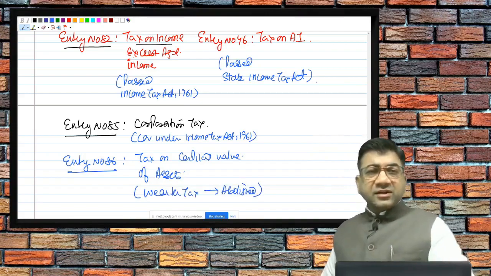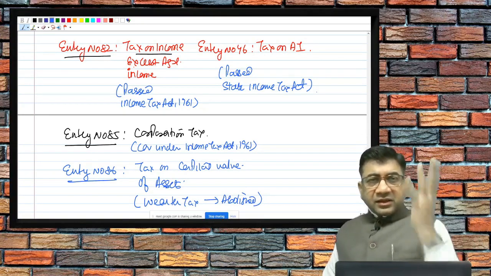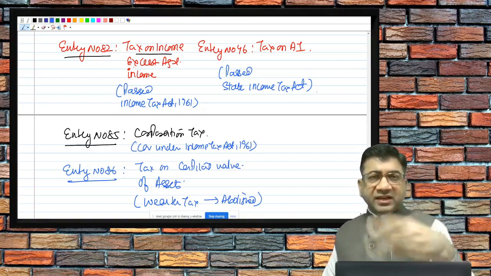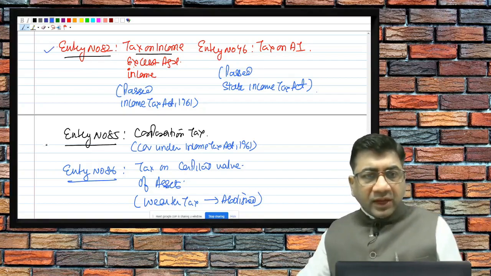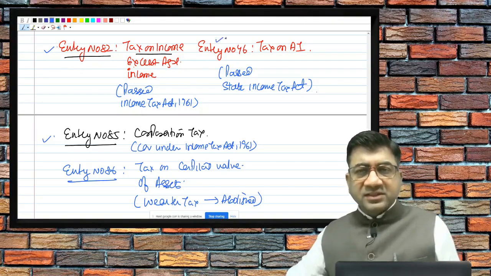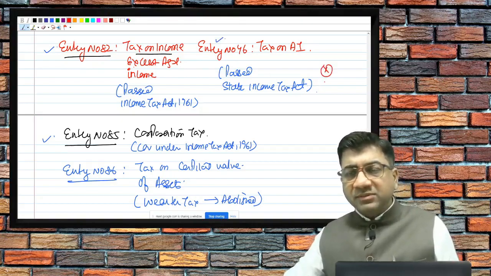So friends, if we talk about it, the major entries of direct tax are entry number 82, entry number 85, and entry number 46. This is not in the syllabus. This we don't have to do. This is not in the syllabus.